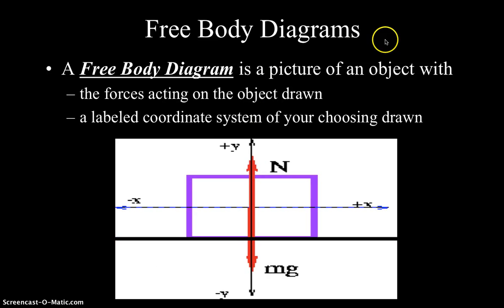So if I have this purple box sitting on a tabletop, there's a downward force of gravity and an upward normal force. The downward force is mg, m mass, g acceleration due to gravity, that's the weight. The normal force is the force applied upwards by the surface, and it is always perpendicular to the surface. So if the surface is horizontal, the normal force is vertical. This is an example of an object at rest and a free body diagram for the object at rest.